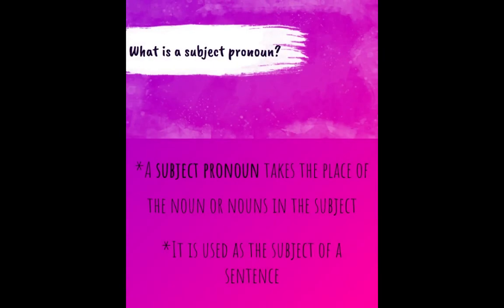So what is a pronoun? A pronoun is a word that takes the place of one or more nouns. And usually we think of them as I, me, we. It's in place of a noun, okay? But more specifically, a subject pronoun takes the place of a noun or the nouns in the subject. So we're saying noun or nouns because we could have singular nouns in our subject or plural nouns in our subject. Now remember, our subject is what the sentence is about, usually at the beginning of our sentence.